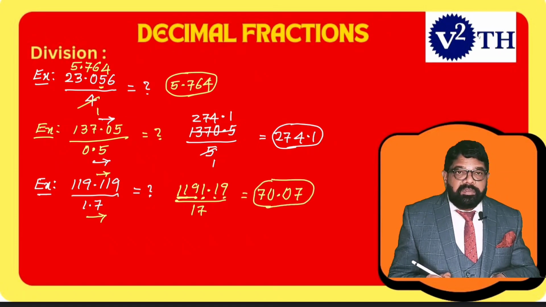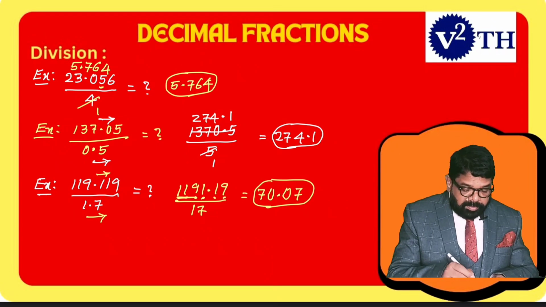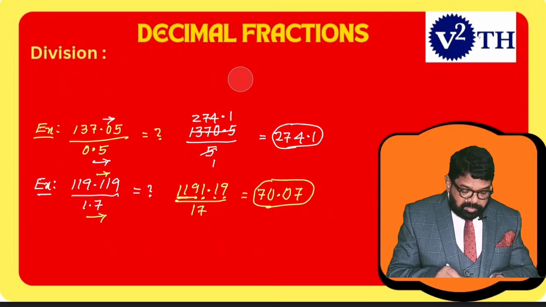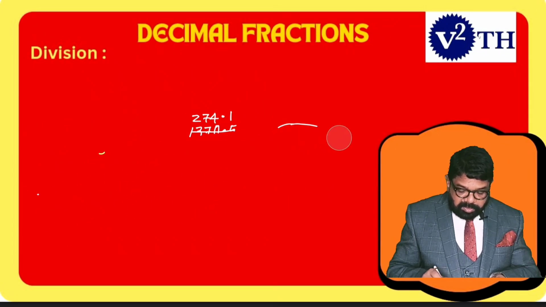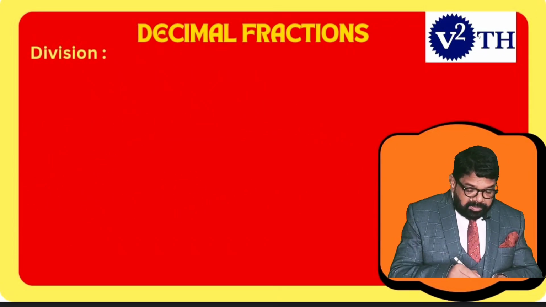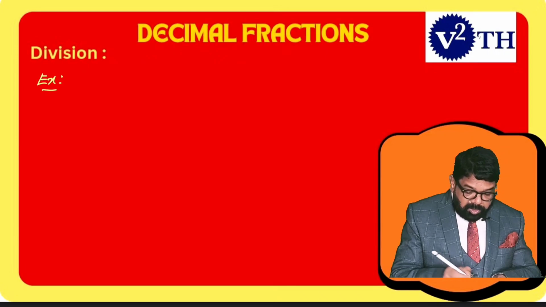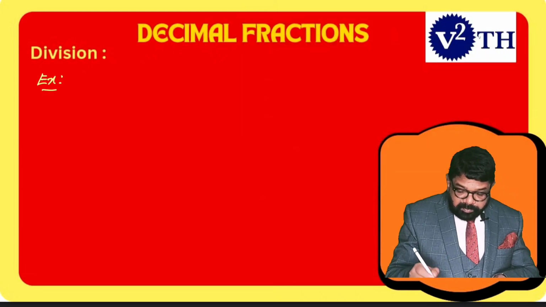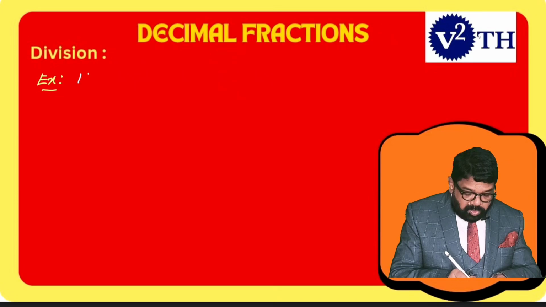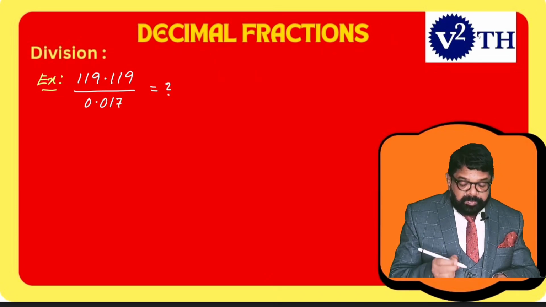70.07 is the answer. Understood? Suppose I discuss the same example with you. See here, if the decimal is placed in different ways, observe this example now. 119.119 divided by, suppose, 0.017 is given. What do you do?